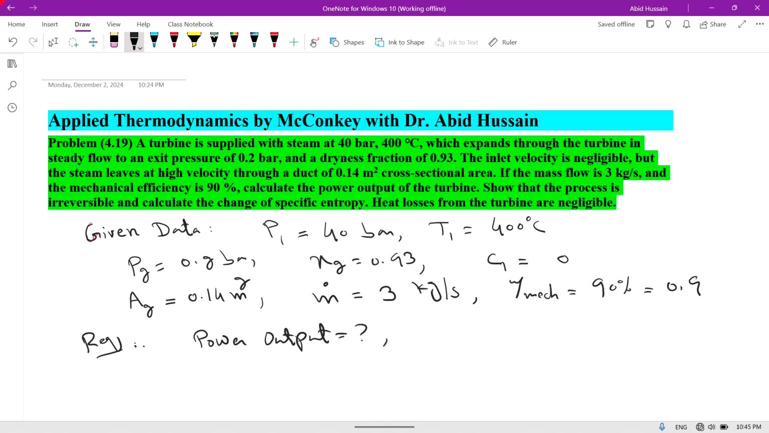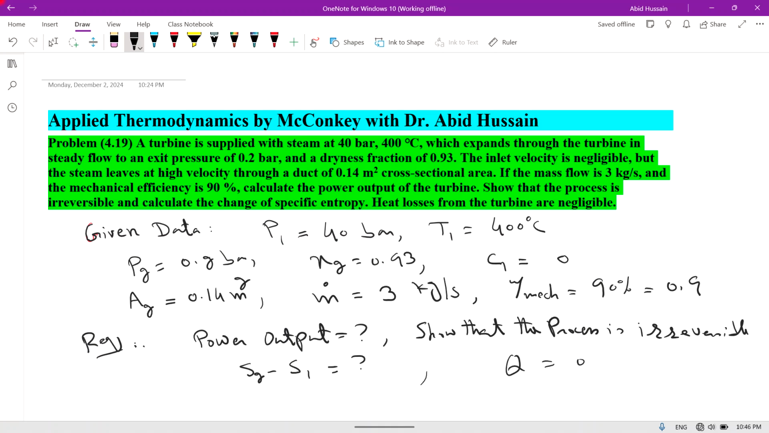Show that the process is irreversible, and calculate the change of specific entropy S2 minus S1. Heat losses from the turbine are negligible. If heat losses are negligible, it means that the process is adiabatic and Q is equal to 0.